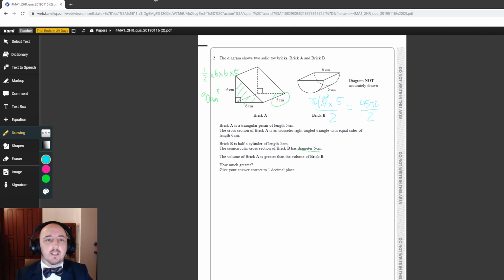So we're going to subtract B from A, so volume of A minus volume of B. And that gives us 19.3 centimeters cubed. Okay, so cross-sectional area, in this case we did a half circle and then multiplied by how far you go back.